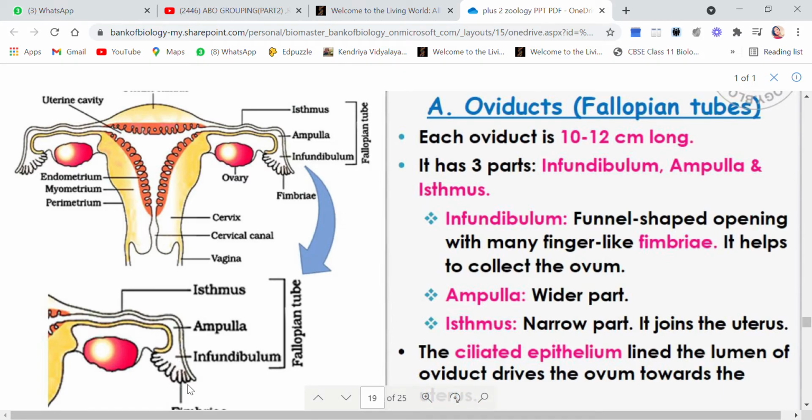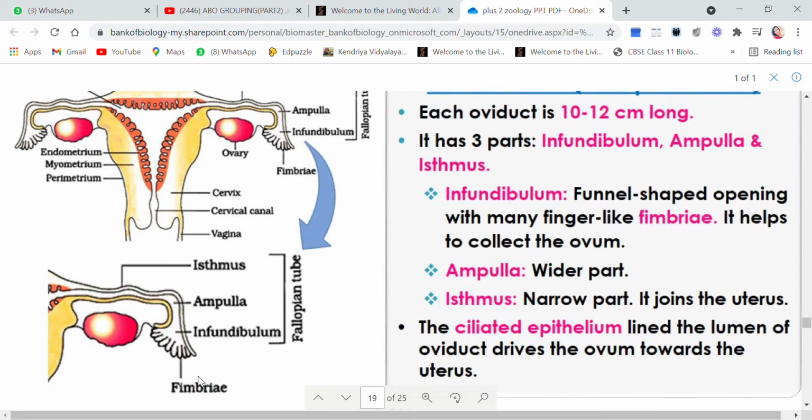Now the infundibulum, as you see here, is funnel shaped with many finger-like projections, and these finger-like projections are called fimbriae. These finger-like projections, or fimbriae, help to collect the ovum or egg which will be released by the ovary during ovulation. They will catch hold of the egg or ovum which will be released by the ovary.